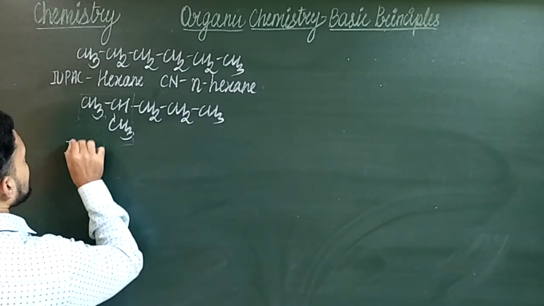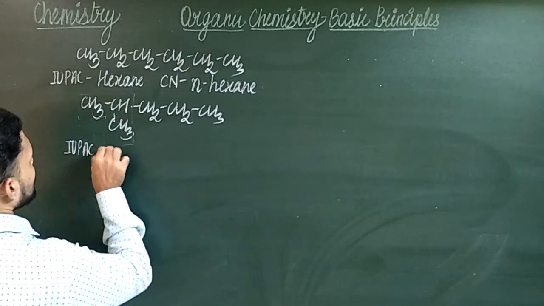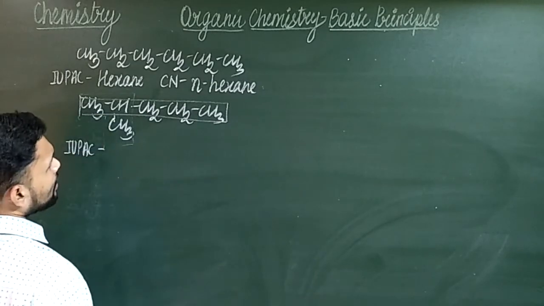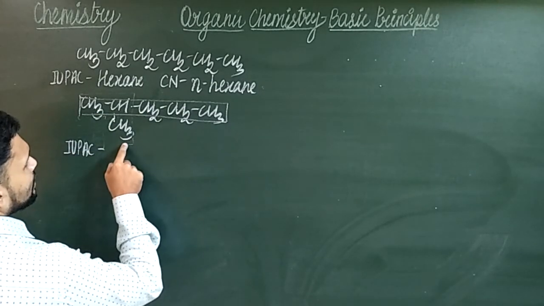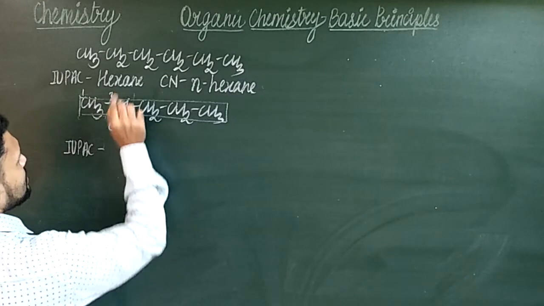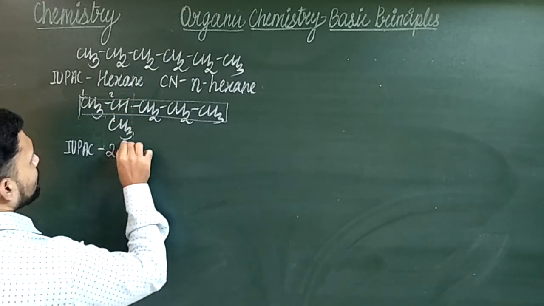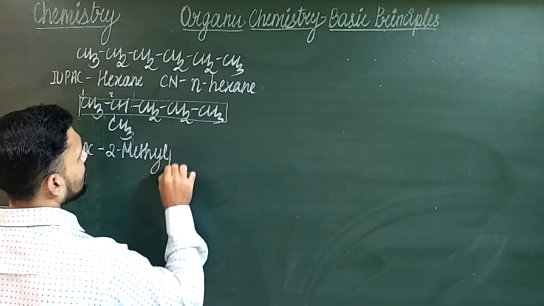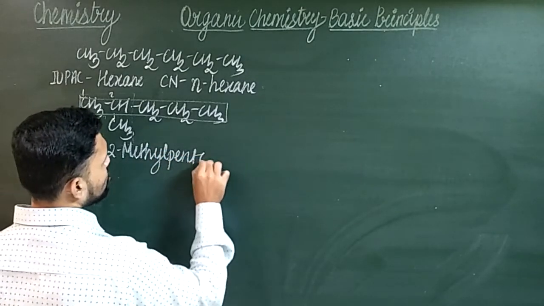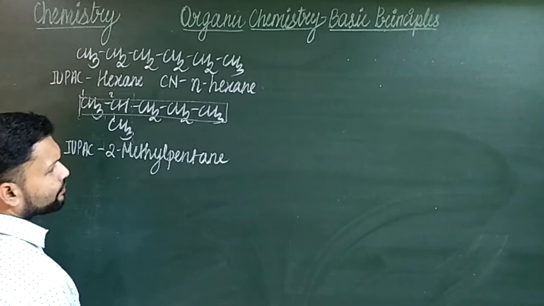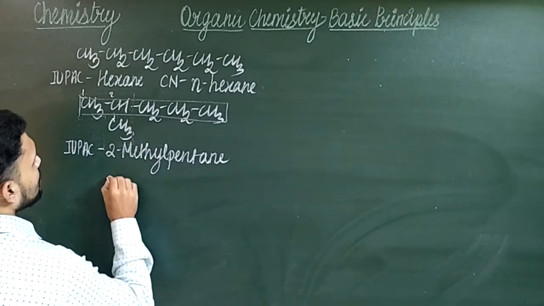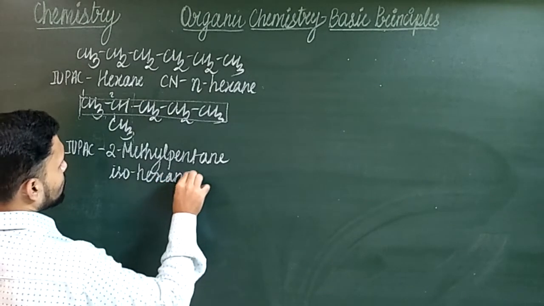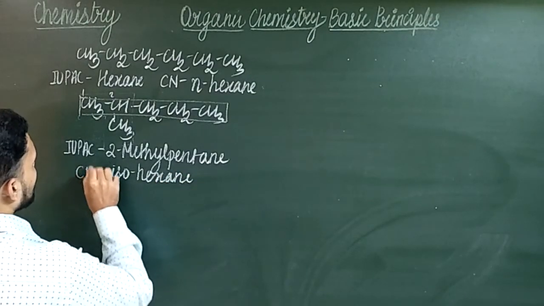If we first see IUPAC naming, again we'll see the longest chain over here. So obviously we start numbering from that end where the branch gets the least number. So 2. So again the name goes as 2-methyl, and the longest chain is of 5. So we'll write this as pentane. What's the common name of this? It is simple, isohexane.